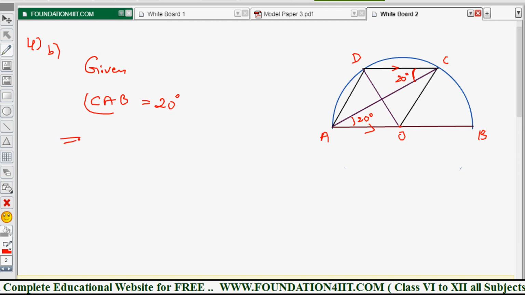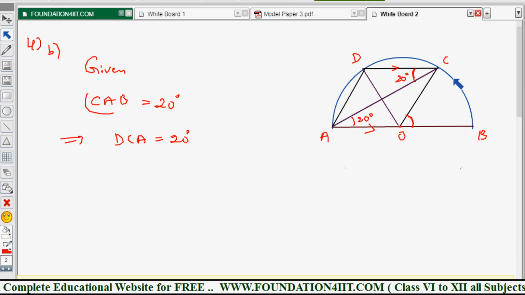And see, from this, DCA is also 20 degrees. And CAB, because this is 20. And one more is angle COB. If you observe COB, this angle should be double, because if you take this, it is a sector, so CB is the arc, and the angle subtending at the center is double the angle at the remaining part of the circle. You understood clearly, right?